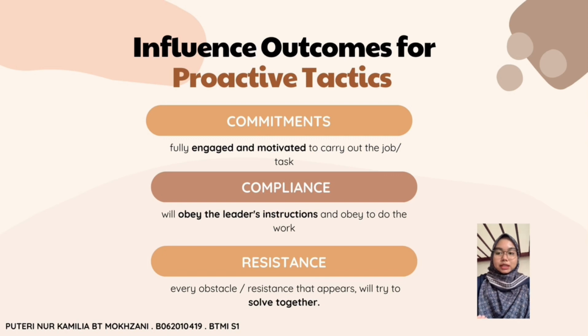Next, we move to the influence outcomes for proactive tactics. These are the three outcomes. The first one is commitment, where staff will be fully engaged and motivated to carry out the tasks or the jobs. The second one is compliance, where staff will obey the leader's instructions and do the work. And lastly is resistance. Every obstacle or resistance that appears, they will try to solve together.